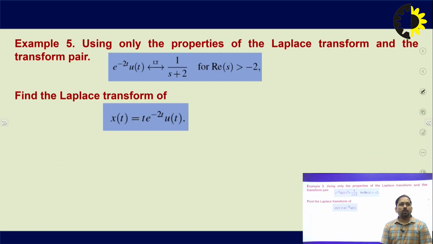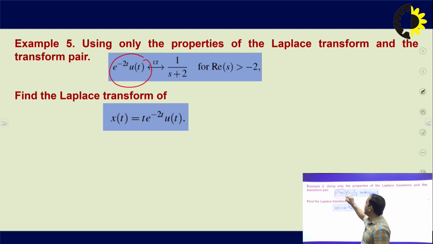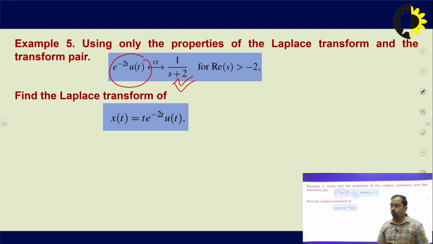Now, using only the properties of the Laplace transform, again find the Laplace transform of t e^(-2t) u(t). So first of all, before starting with this, we need to check what properties we can apply here. We are already aware that for e^(-2t)u(t), the transform was 1/(s + 2), whereas real part of s greater than minus 2 is the ROC for it.